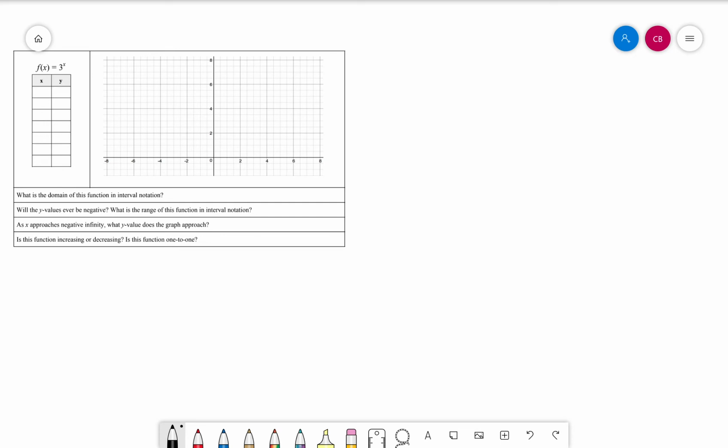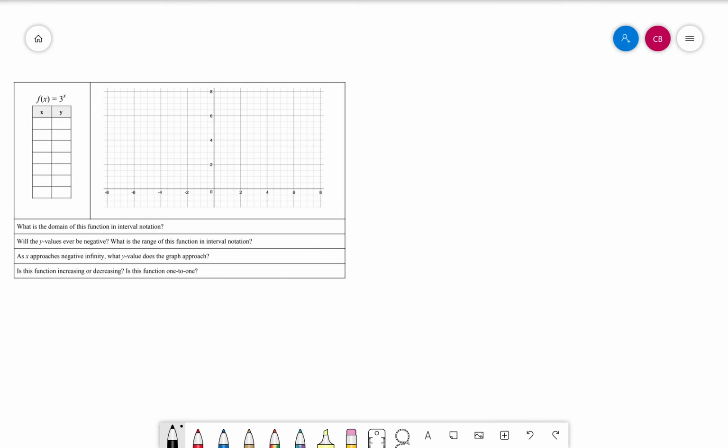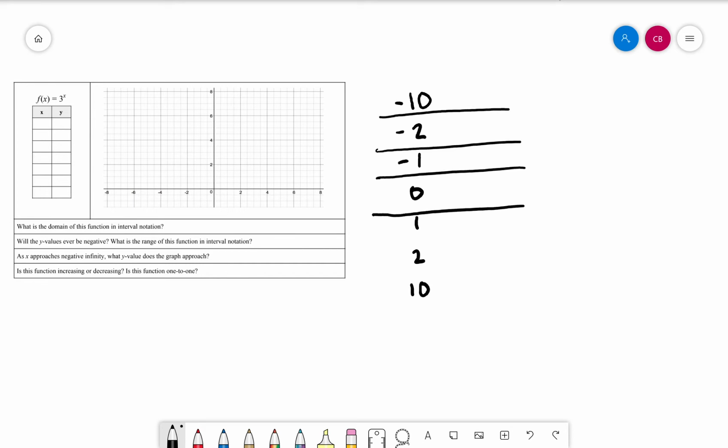Hi everyone. Okay, so we're going to start talking about exponential functions now. And so we're just going to work through this problem real quick. If we have, let's choose some values for x. Let's say we choose -10, -2, -1, 0, 1, 2, and 10. And let's determine the y values for each of these.